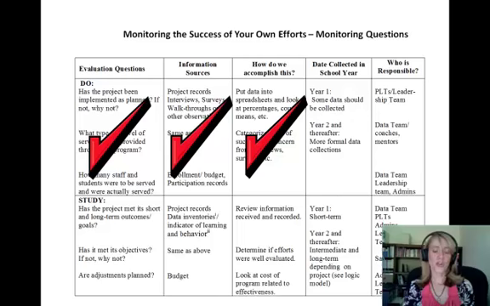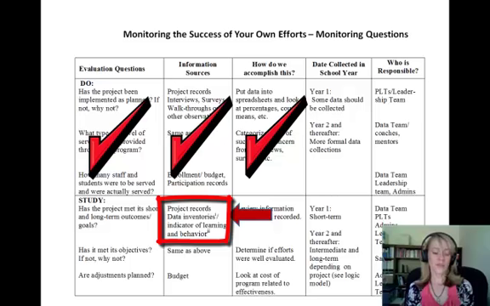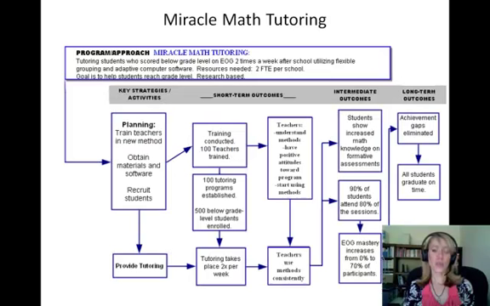In order to determine if these short-term outcomes were met, we would need to examine project records, such as training schedules and rosters, to determine if training occurred and how many teachers attended. We would also have to capture tutoring schedules and program participation rosters to determine if the tutoring sessions took place and if students served met the program selection criteria. Once these activities take place, other short-term outcomes will occur.